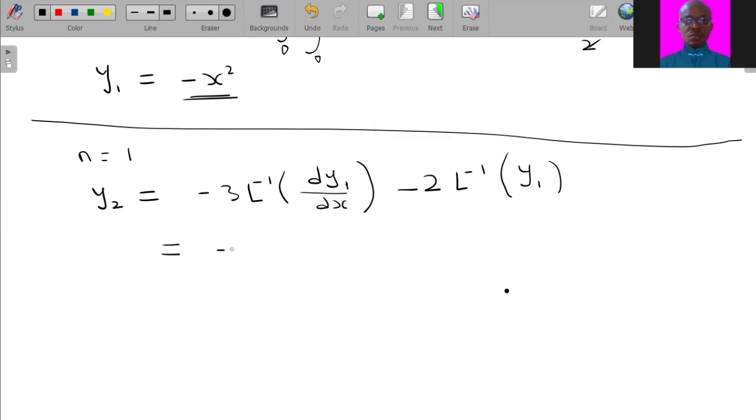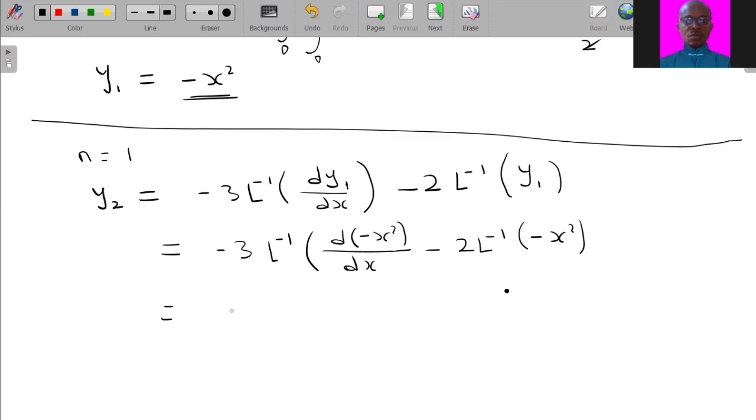So if we introduce our y1, which is negative x squared, this becomes plus 3 L inverse. Differentiating this once, we are going to have 2x minus 2 L inverse into negative x squared. Or we say this negative cancels this negative sign.